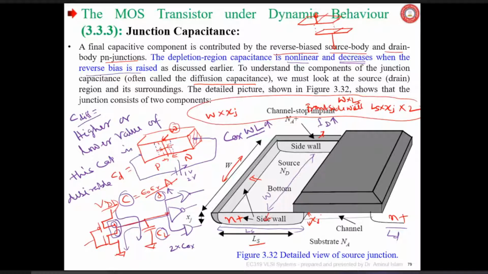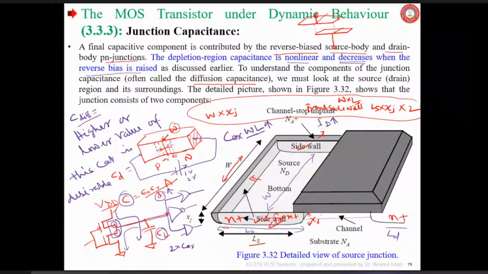Yes, sir. So what we are doing here, we are trying to find out the area of the front sidewall and back sidewall. This is the front sidewall. Front means we are looking from this side, and behind that is the back side, right? That's why I'm saying front and back. So the sidewall capacitance is to be found. For that, we need to know the area.